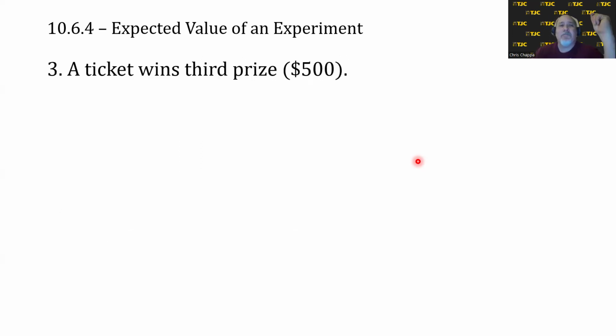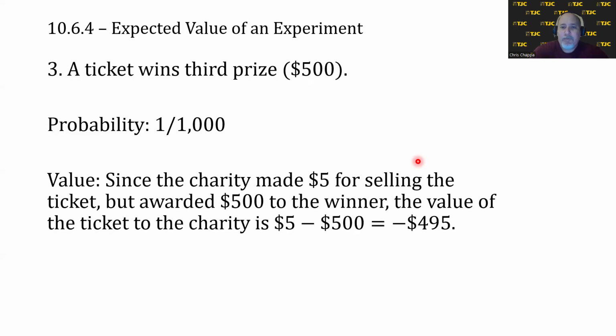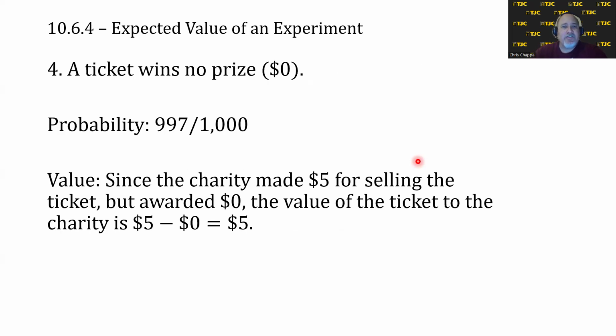All right. Third outcome, a ticket wins third prize, $500. I bet you know how this is going to go. Probability, only one ticket wins third prize, so it's still 1 out of 1,000. What do you think the value of that ticket is to the charity? Think about it. The charity brings in $5 by selling the ticket and then gives away $500. So the value of the ticket to the charity is $5 minus $500, which is negative $495. There's supposed to be another slide in there, but oh well.